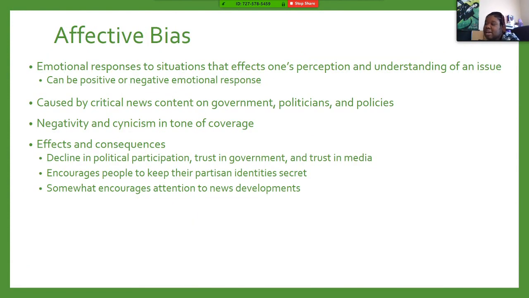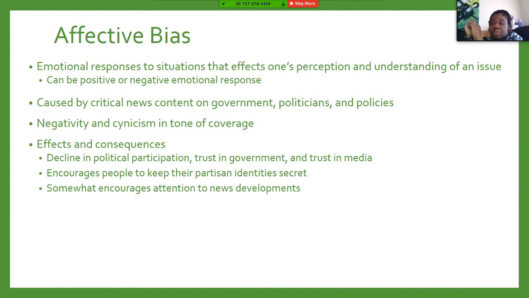The second type of bias, affective bias. This is also known as an emotional bias. It refers to emotional responses to situations that affect one's perception and understanding of an issue. It can be a positive or a negative emotional response. Affective bias can be caused by critical news content on the government, politicians, and policies. It can also refer to negativity and cynicism in coverage.